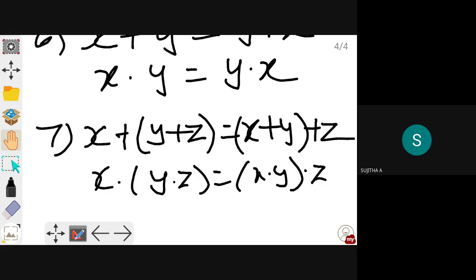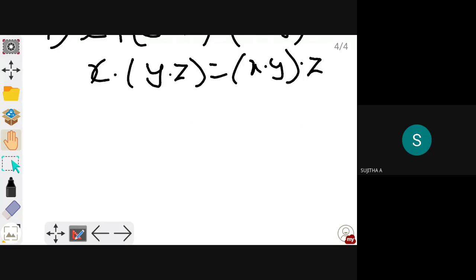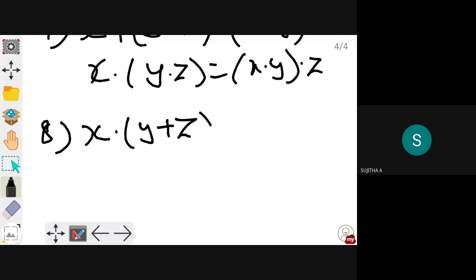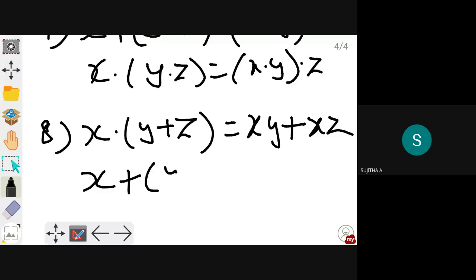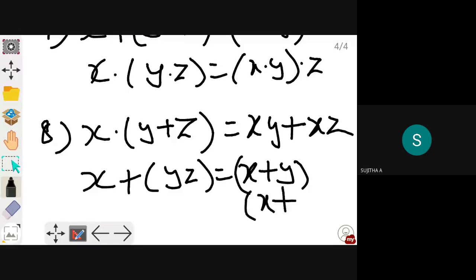And the next law is the distributive law. The distributive law is x into y plus z is equal to x into y plus x into z. And similarly, x plus y into z is equal to x plus y into x plus z. You will often use this in expressions. So x plus yz can be written as x plus y into x plus z. So this is known as the distributive law.